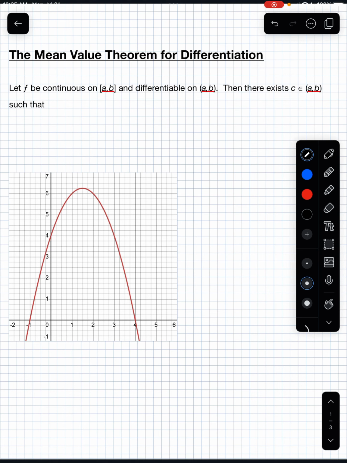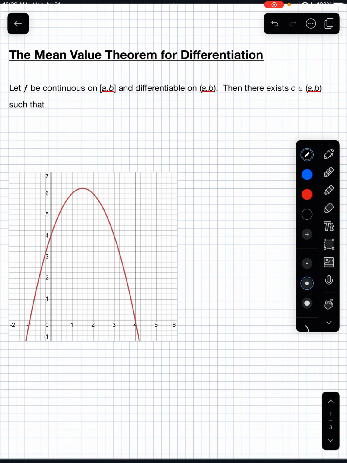So continuous meaning no jumps, no asymptotes, no holes. Differentiable meaning there's no abrupt changes of the rate of change of the function. There's no cusps or corners, or points where the function turns vertical, for instance. So no vertical tangent lines either. So we have a function that is nice and smooth, no abrupt jerky changes or anything like that.